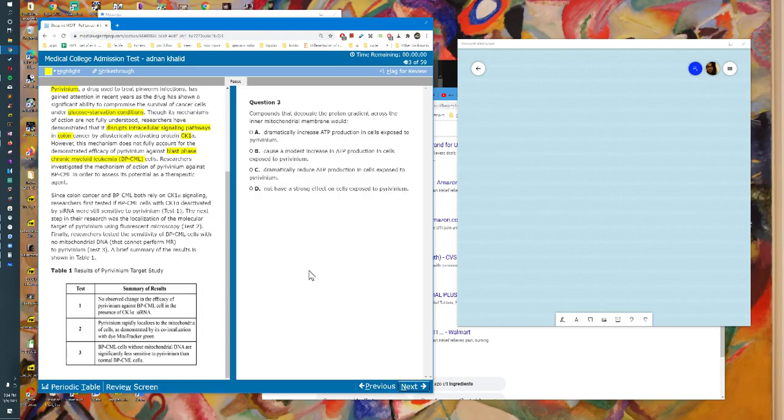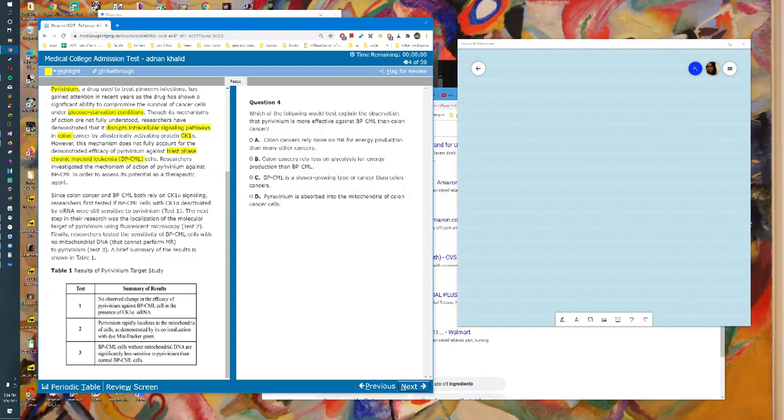All right, now this one. Decoupling the proton gradient across the inner mitochondrial membrane would, that's just the hydrogen pump and stuff like that. Would we have dramatically increased ATP? Definitely not. Dramatically reduced ATP. This is all in relation to perivinium. I'm going to say not have a strong effect, really, because the idea is for this to just mess up the mitochondria, or mitochondrial respiration, at least.